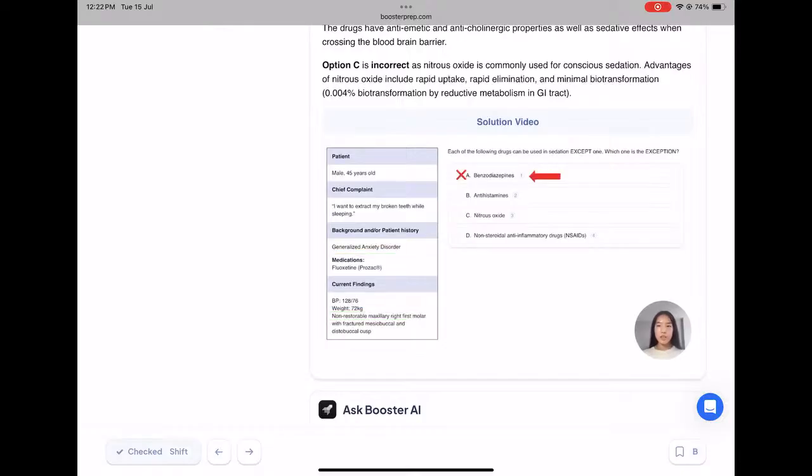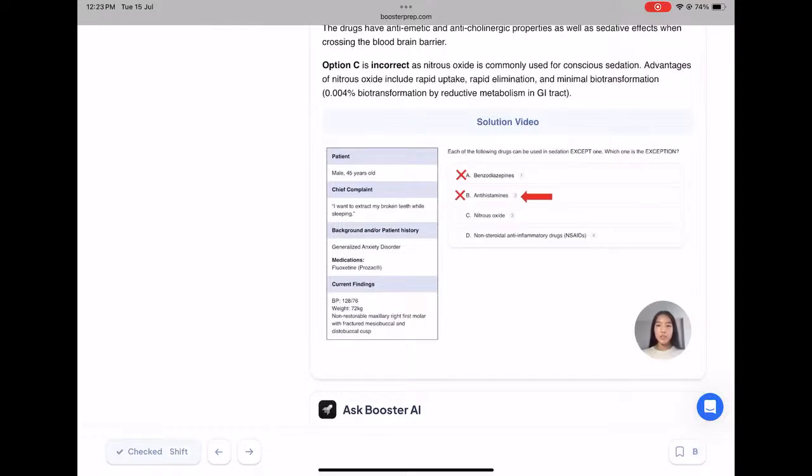Option A reads benzodiazepines, and these are the most common type of drugs used for conscious sedation due to their wide margin of safety and effectiveness. They have a fast onset of action, and some, like midazolam, have a short acting duration, and they are commonly paired with nitrous oxide and oxygen for sedation because it itself has no analgesic effect, so it must rely on the nitrous oxide to provide pain relief.